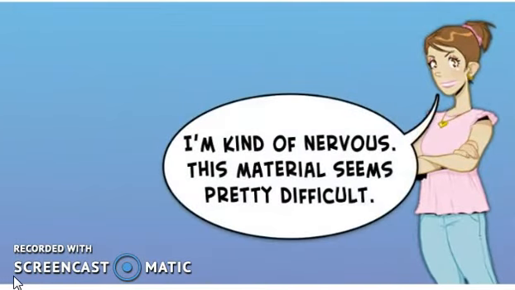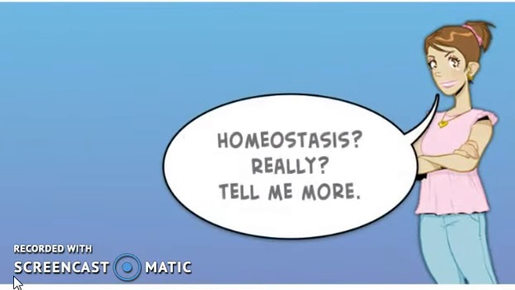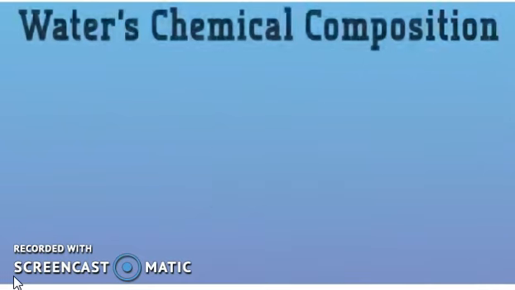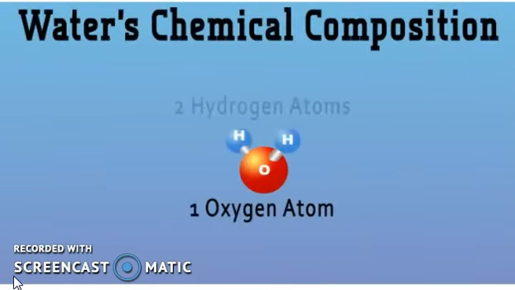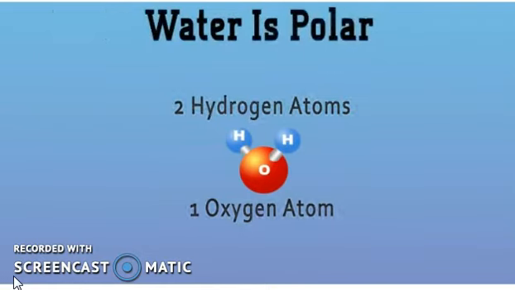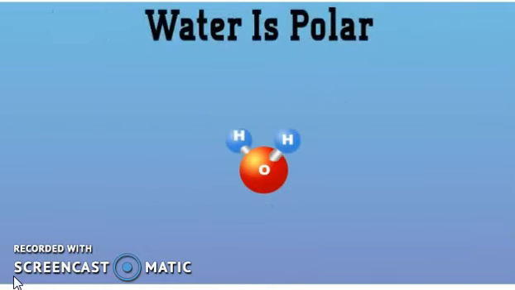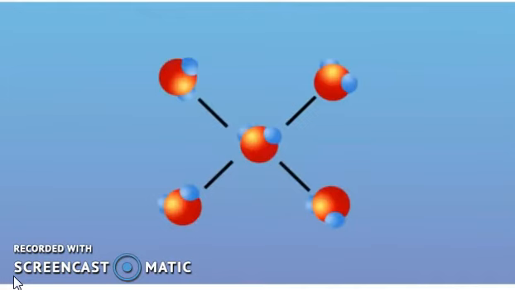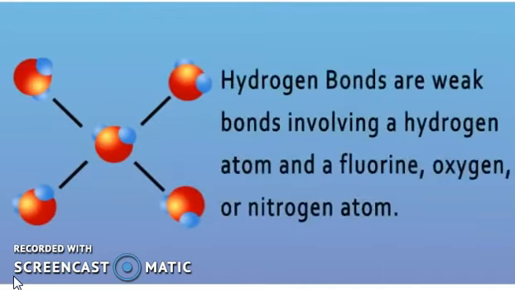The properties of water make it well suited to help maintain homeostasis in an organism. Water's chemical composition consists of 1 oxygen atom and 2 hydrogen atoms. Water is polar, which results in a slightly positive charge on the hydrogen atoms and a slightly negative charge on the oxygen atom. As a result, it forms hydrogen bonds. Hydrogen bonds are weak bonds involving a hydrogen atom and a fluorine, oxygen, or nitrogen atom.